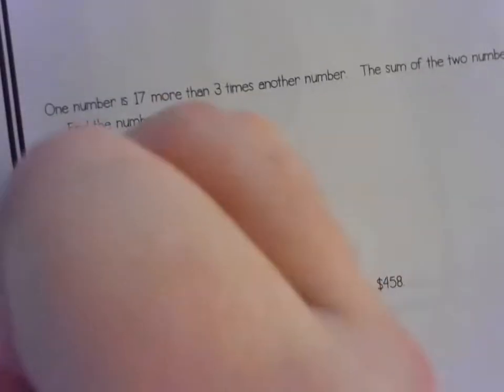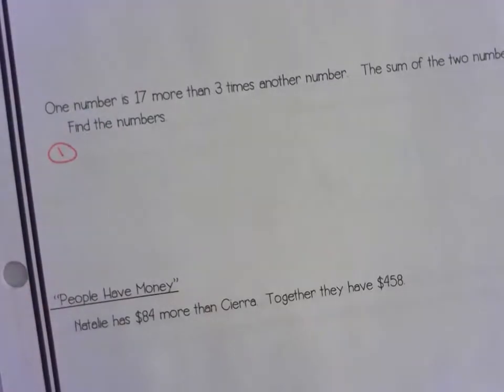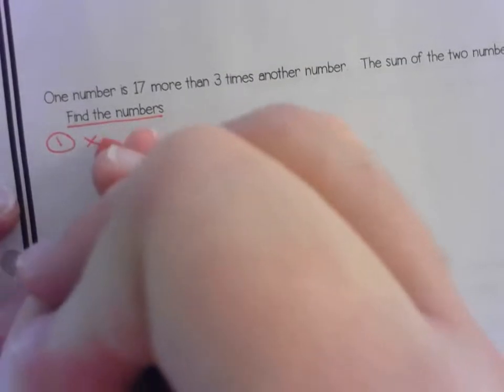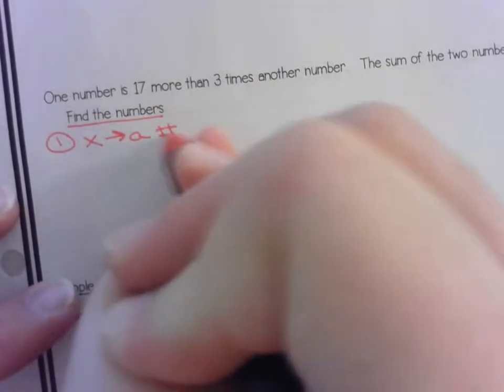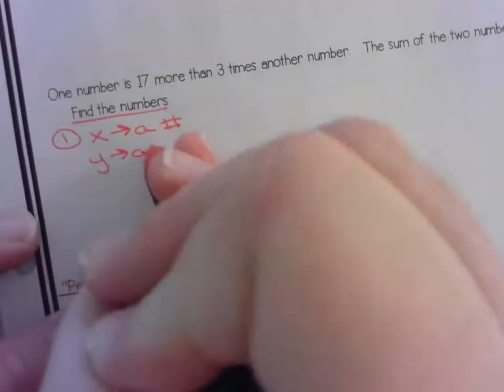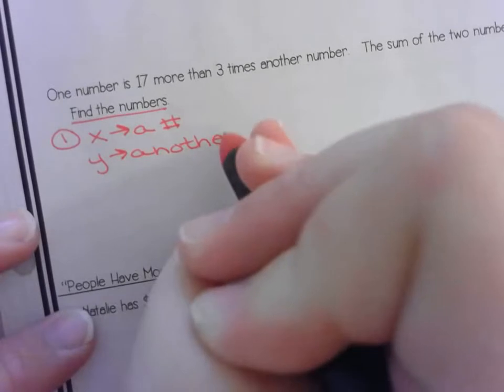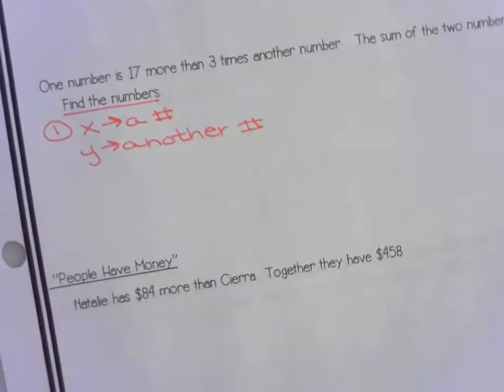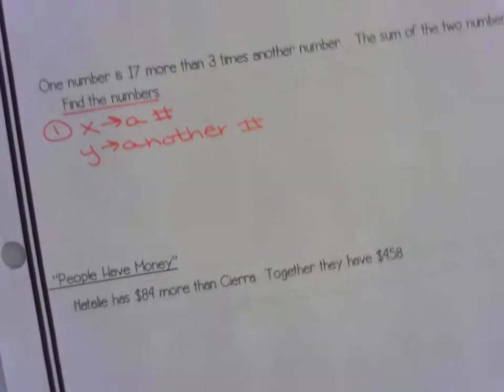First thing we need to do is we need to define the variable. What are they asking for in this problem? Find the numbers. So x is going to be a number. And we use the hashtag symbol to represent number. X is a number, and y is another number. So whatever they're asking for, even if they don't explicitly ask for it, you can still kind of figure out what they want to know. I want to know the number. So x is a number, and then y is another number.